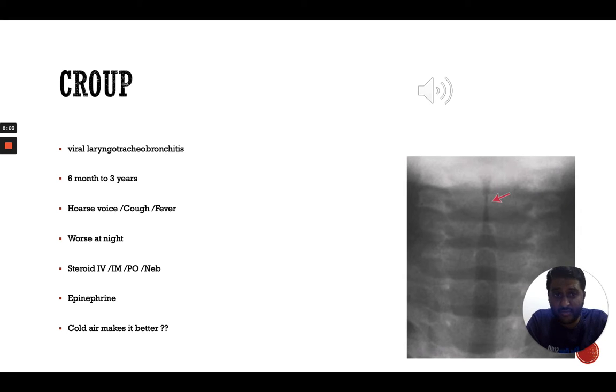But if you suspect a foreign body and then you do an X-ray and then you see this typical steeple sign where you see narrowing of this opening, it could suggest croup. Okay.